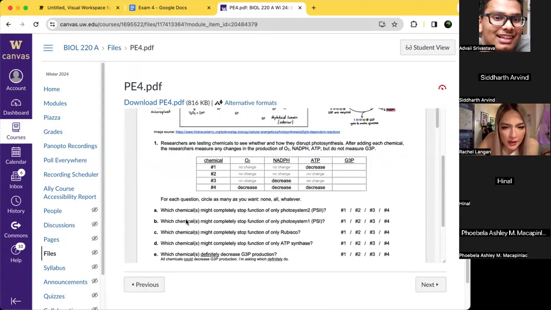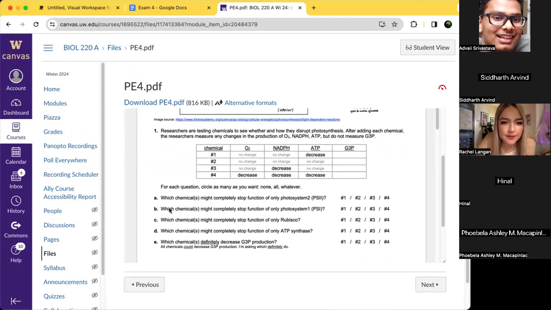Okay. Oh yeah, I think there might have been an actual typo in the answer key. The answer key said the answer was four, but shouldn't it be three?